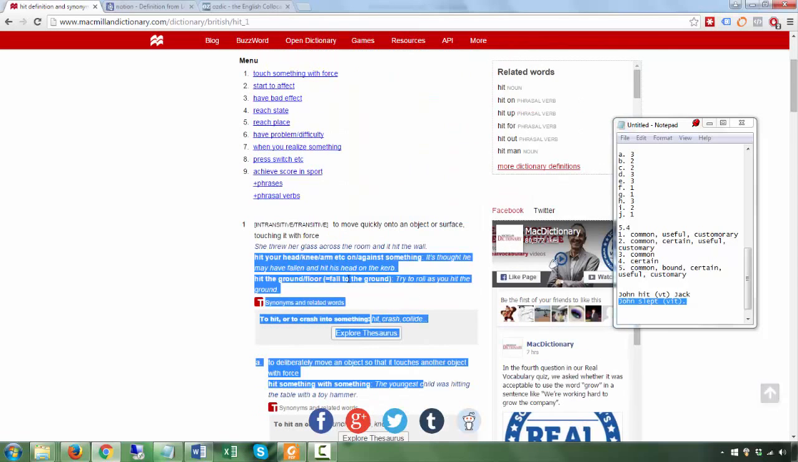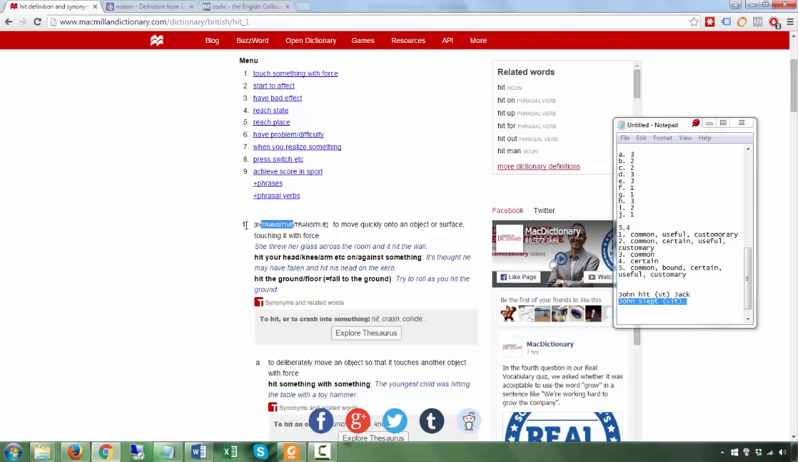Nope, I don't know why it says intransitive. Maybe there is a rare use of it being used in an intransitive way, which means you don't have an object after. But all these sentences here, you always see you hit someone or you hit something, right?